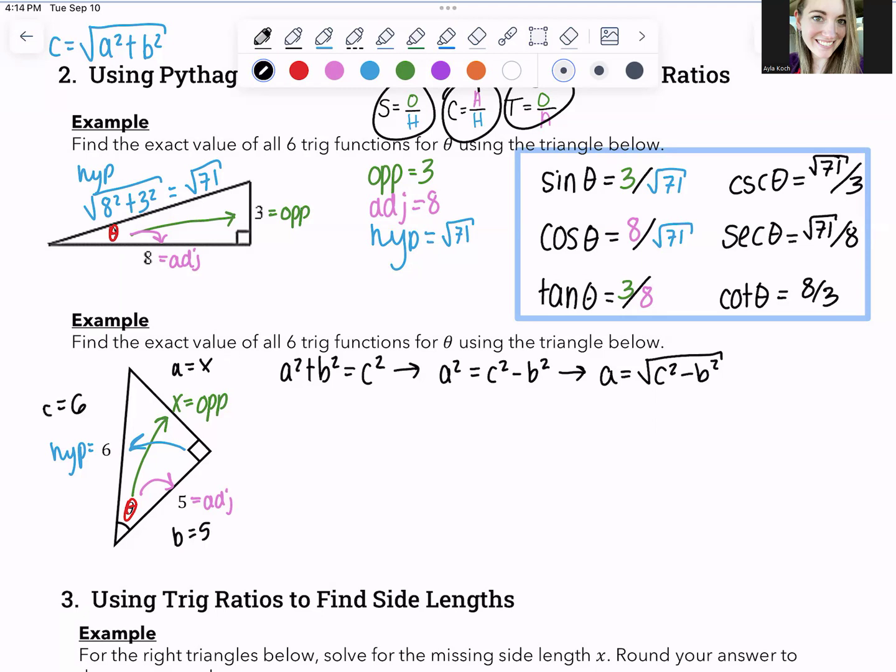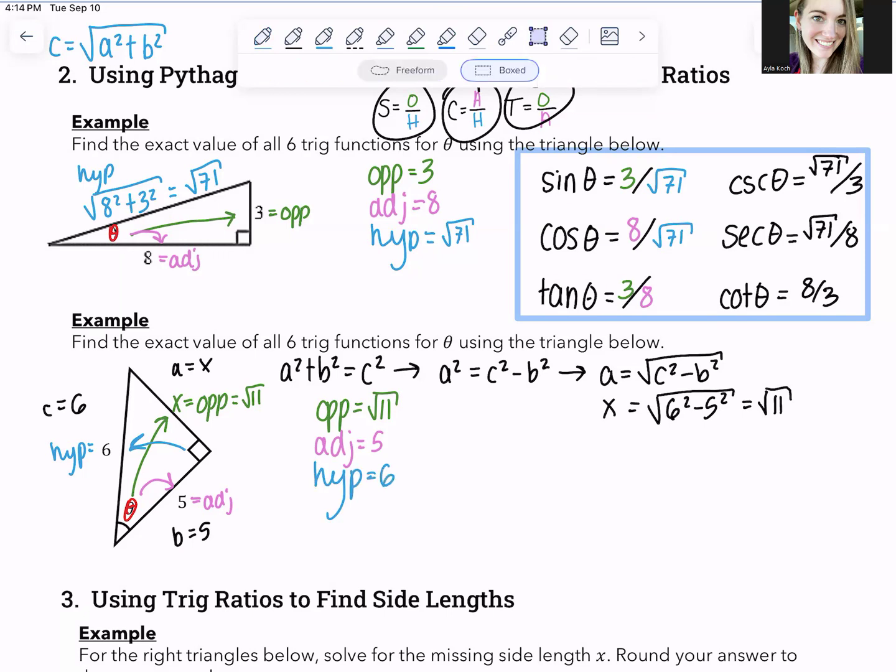So plugging that in, we have X is equal to the square root of 6 squared minus 5 squared, which is square root of 11. So we have that the opposite side is square root 11. The adjacent side is 5. The hypotenuse is 6. I'm going to be a cheater McCheaterson, and I'm going to steal all of these over here.